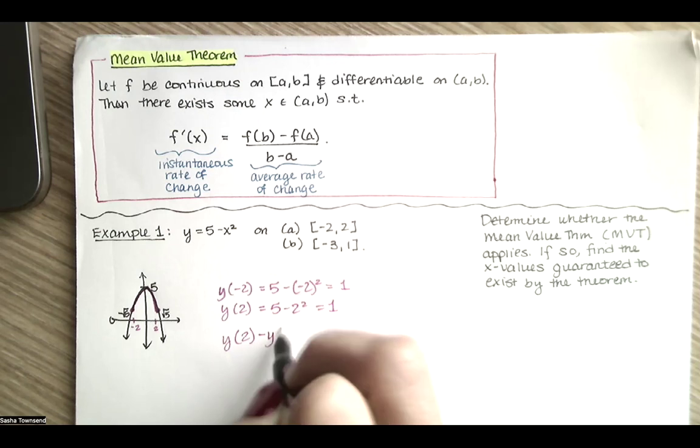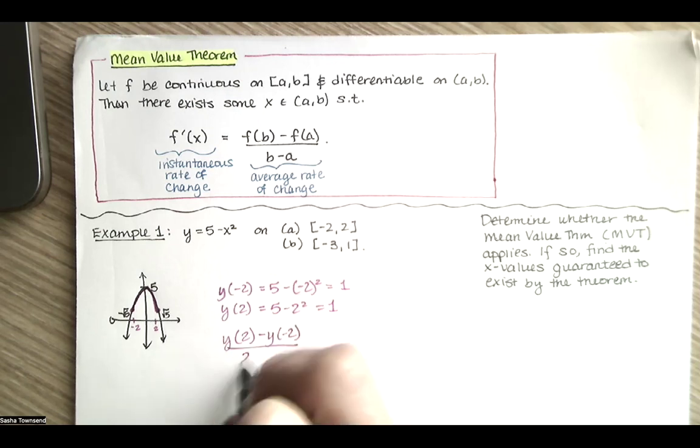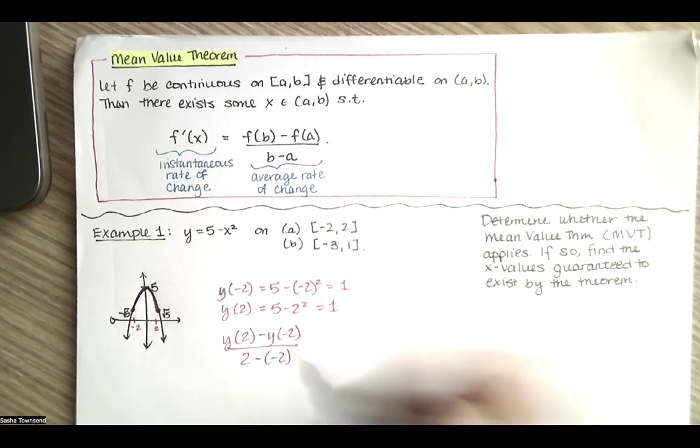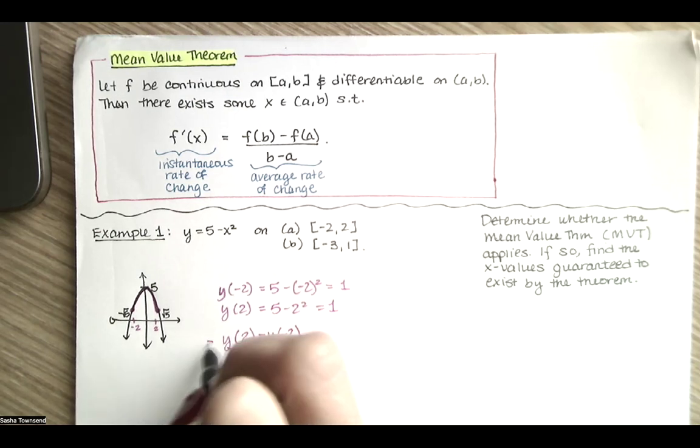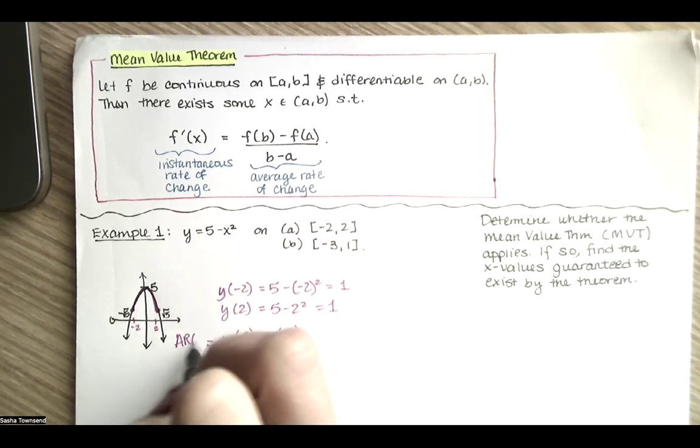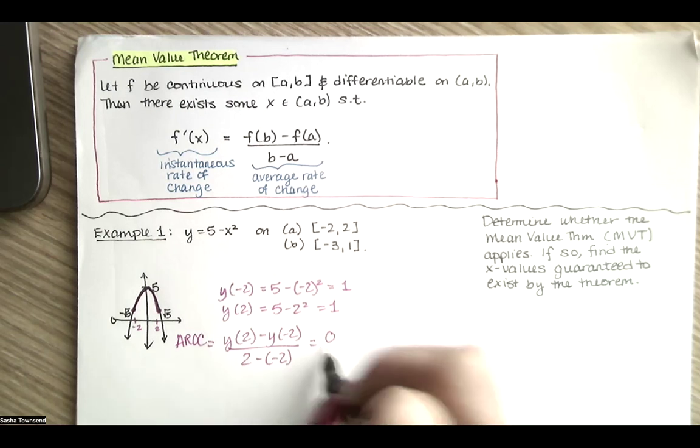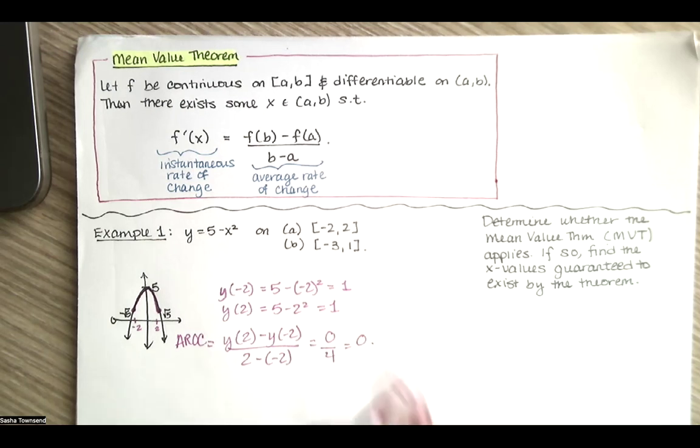So our average rate of change is y of 2 minus y of negative 2 divided by 2 minus negative 2. And it's just going to be 0 divided by 4, or 0. So this is a good candidate for Rolle's theorem.